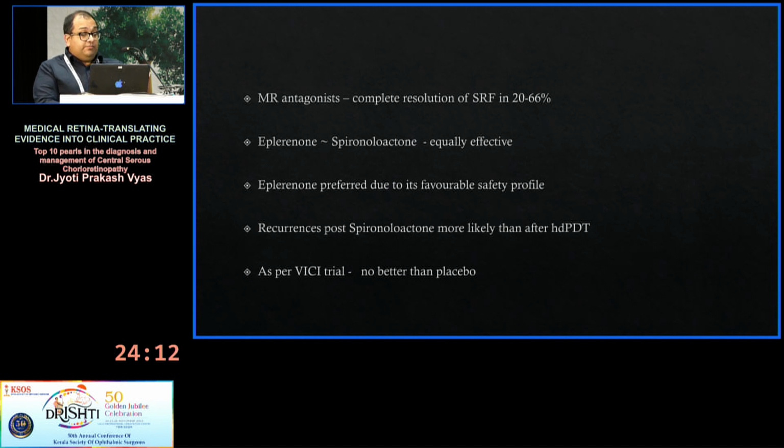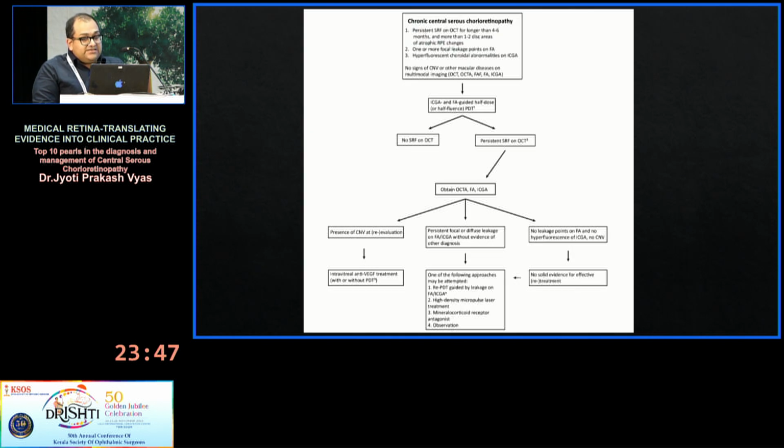And the only positive thing which was seen with the use of spironolactone was the reduction in the thickness of the choroid when the patient was on treatment. The recently released VICI trial, in late December 2020 and early 2021, categorically stated that mineralocorticoid receptor antagonists are no better than a placebo, and clinicians should avoid using these. And in chronic CSCR, the treatment is no different.